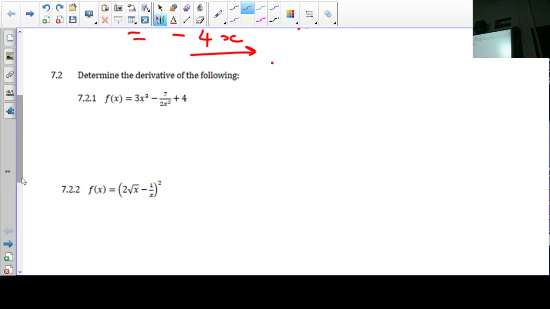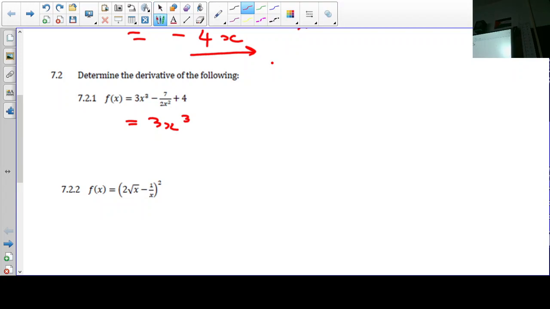In question 7.2, the question says, determine the derivative of the following. Okay, so the commonly made error here is what learners do. Firstly, that will be 3x to the square or cube. I think it's cube. You just check. It's definitely a cube.